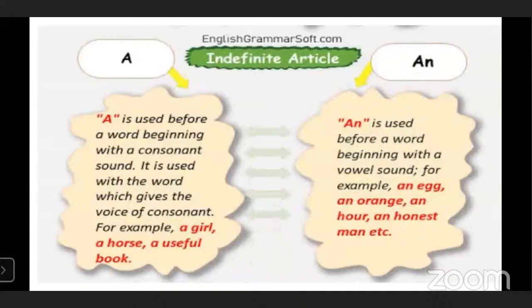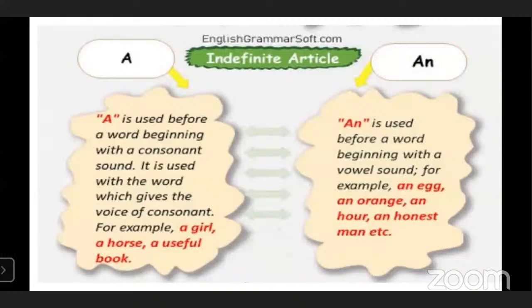Now see, it is a horse, but here an honest man. Both the spellings start with letter H. But here a horse, here an honest. Why is it so different? Just listen carefully to what I'm pronouncing. A horse. An honest. An hour. Yeah, it is H-O-U-R. Starts with the letter H. But see the pronunciation. An hour. Got it?